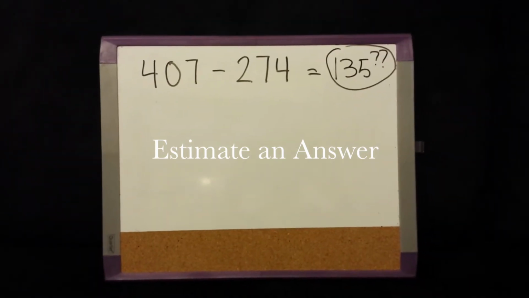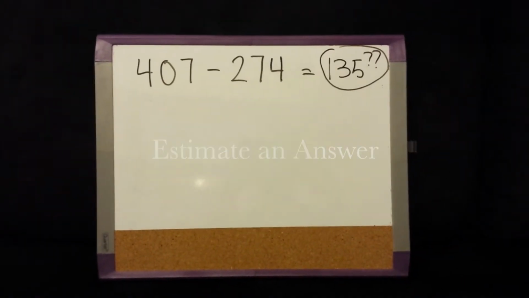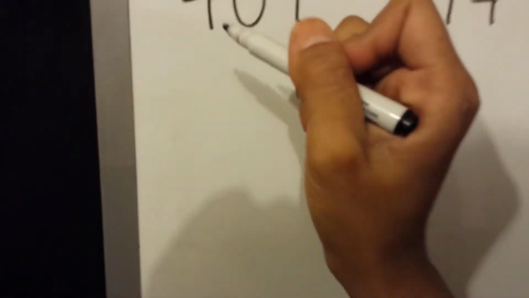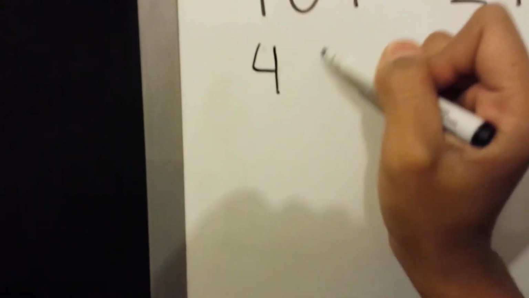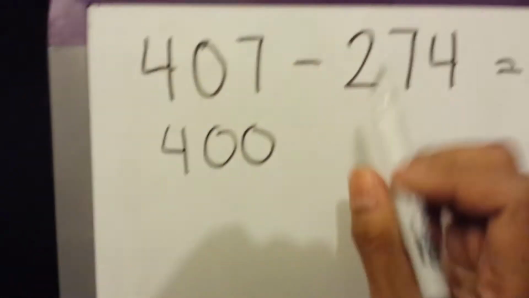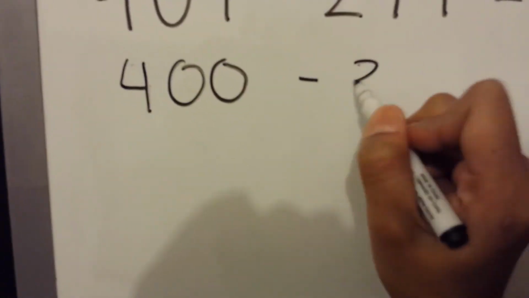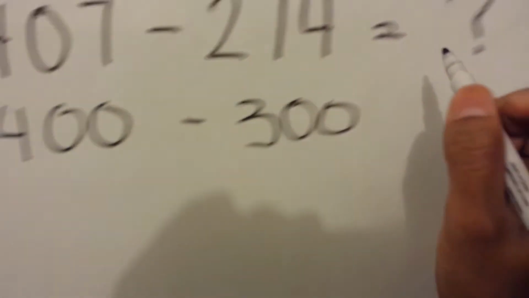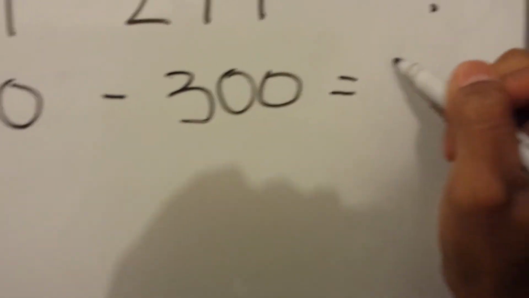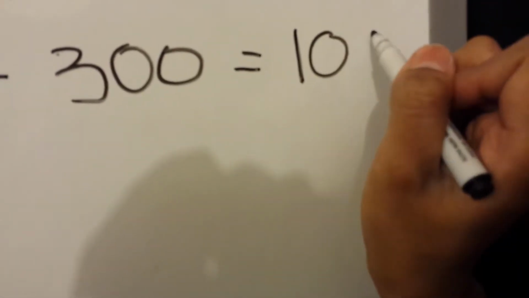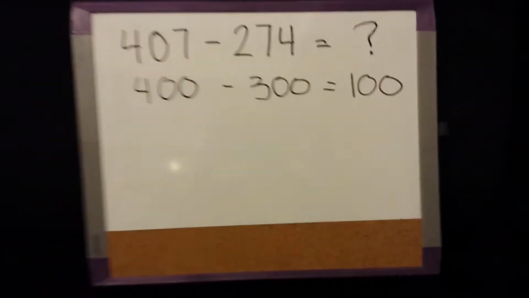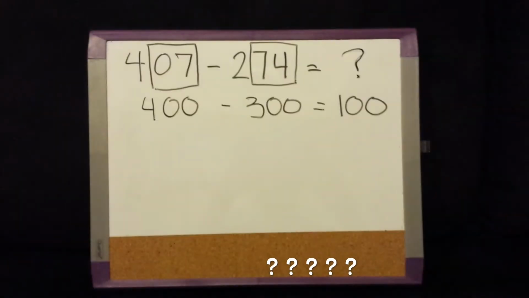I came up with 135, and to show you, I rounded 407 down to 400, and I'm going to round 274 all the way up to 300. Now it is pretty high, but I know in my head that I can do 400 minus 300 and make it into 100.